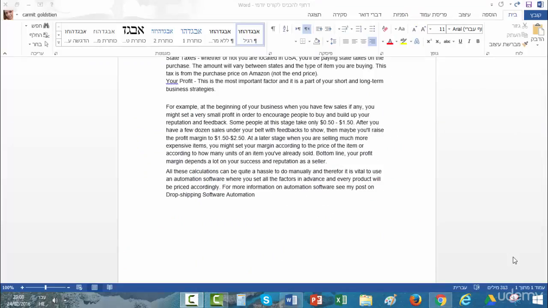And of course, all these calculations can be quite a hassle to do manually. I know I've been there. And therefore, it's really vital and important to use some sort of an automation software. It will make your life a lot easier. You can set all the factors in advance in the automation software. You can watch the prices accordingly. It'll automate everything, the inventory, the prices. It'll do all of these calculations.